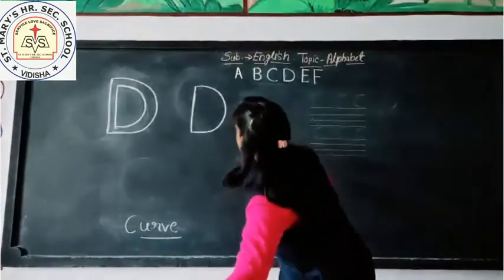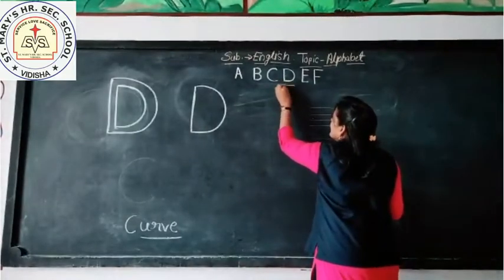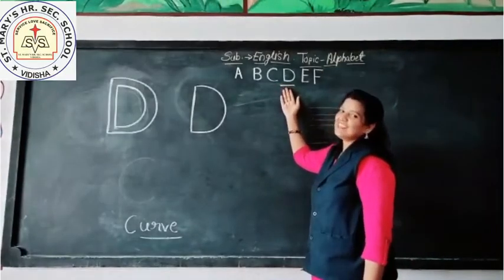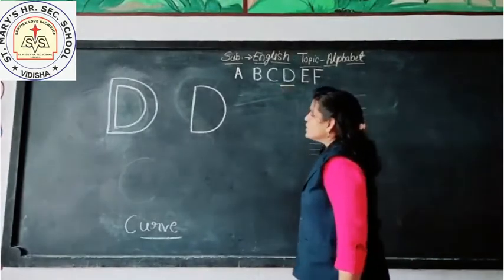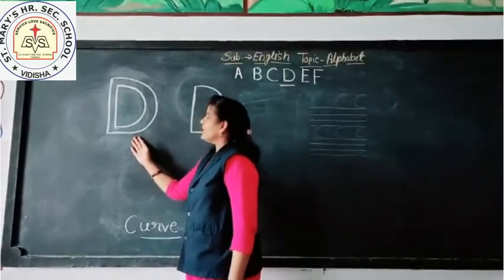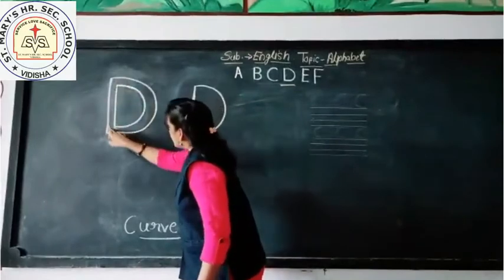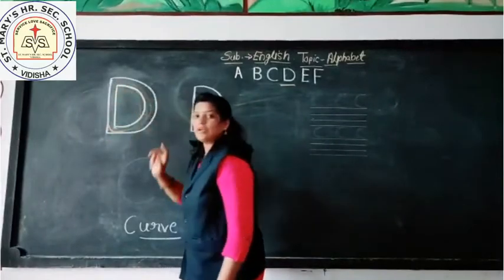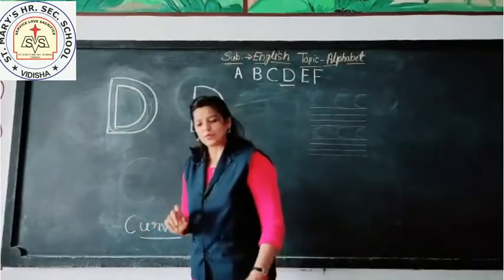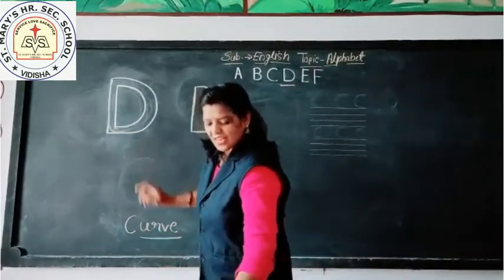Okay, so here this is letter D. Which letter is this? Letter D. So today we will learn how to write letter D. Okay, so here you can see this is letter D, and inside of this letter, we will fill color. Okay, so जो भी color बच्चों आपको पसंद है, आप उसको लेके फिल करिए.